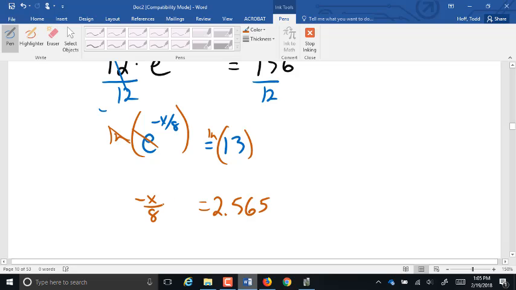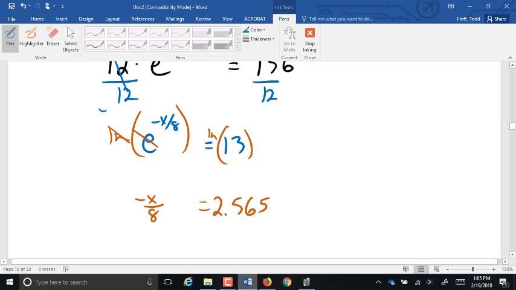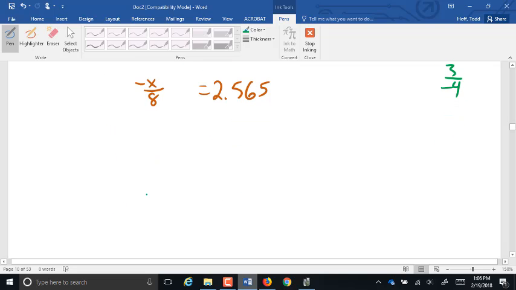Now I can write it like that. Now I can actually do this in one step if I want to. When I have a fraction, remember if I have negative 3/4, I can treat it as negative 3 over 4 or 3 over negative 4, correct? I'm going to change this and treat it instead of a negative x over 8 as x over negative 8.